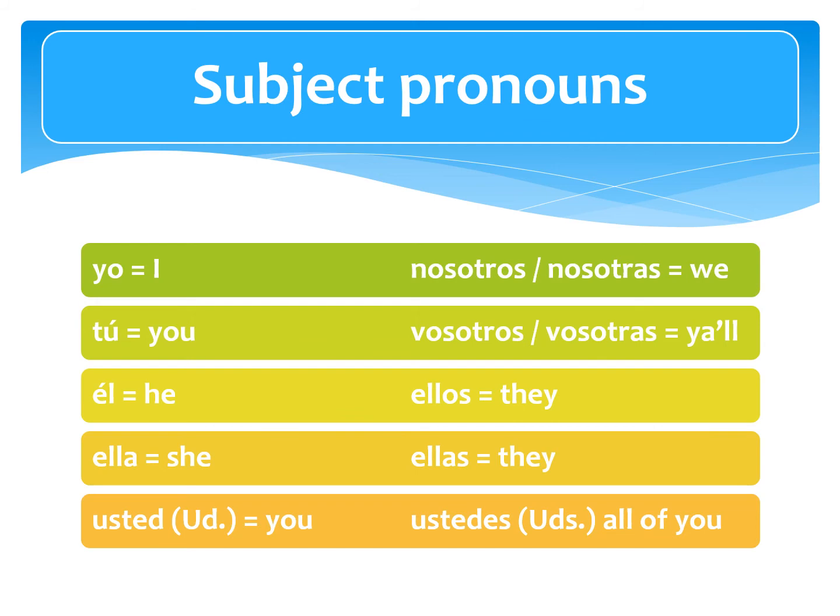All right, here are our subject pronouns, which are very important if you're just starting out in Spanish. Yo is I, tú with an accent is you, él with the accent he, ella, she. Notice that the double L makes a Y sound. Usted is you formal and can be abbreviated capital UD period. Nosotros, we. Vosotros, y'all. Ellos, ellas, they. Ustedes, all of you, and ustedes can be abbreviated capital UDS period. You might see it both ways.